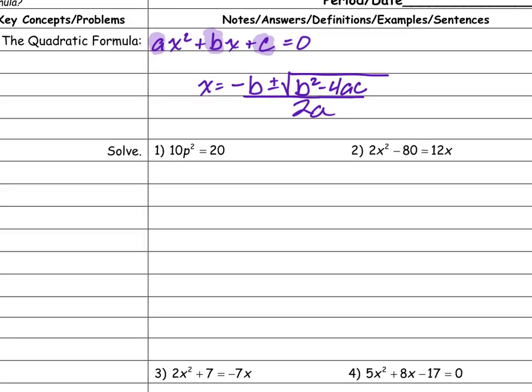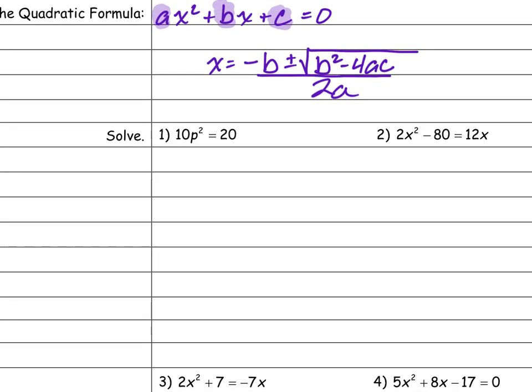So we're going to start with number 1, I guess, since it's up there. And I want to get everything on the same side of the equal sign, right? So I'm going to subtract. How do I move the 20 to the other side? Negative 20? Yeah, I'm going to subtract 20. I'm going to do the opposite, right? Oh, sorry, I'm still on highlighter. Let me go to pen here. So subtract 20 on both sides. So I get 10p squared minus 20 equals 0.